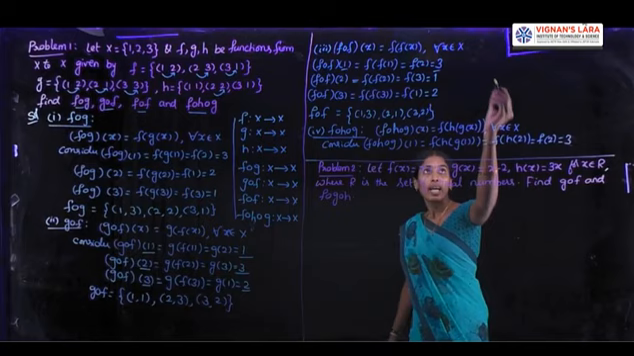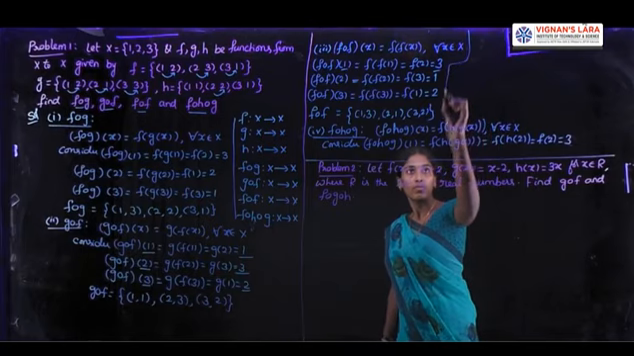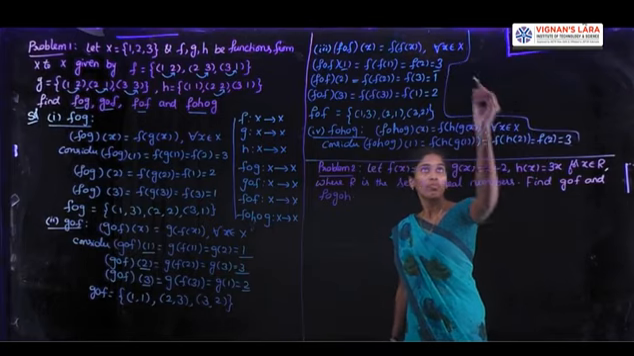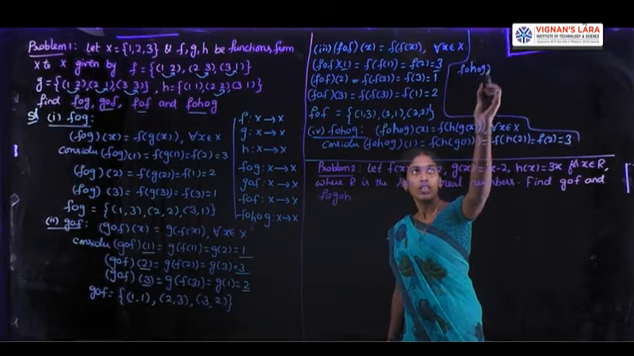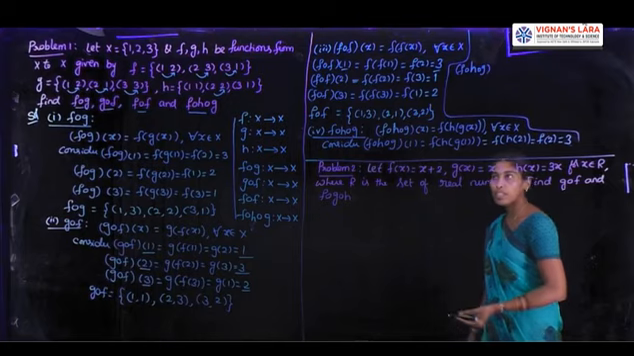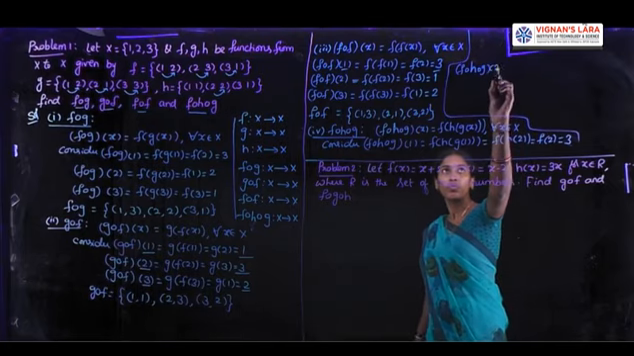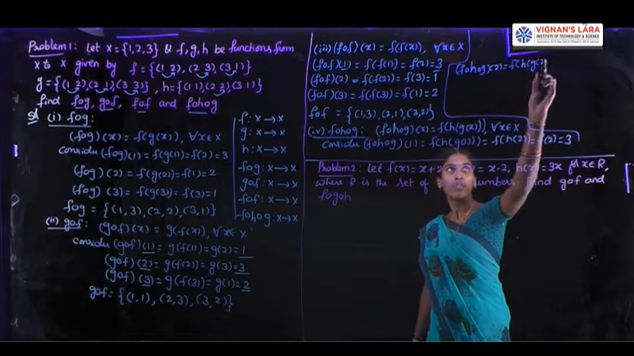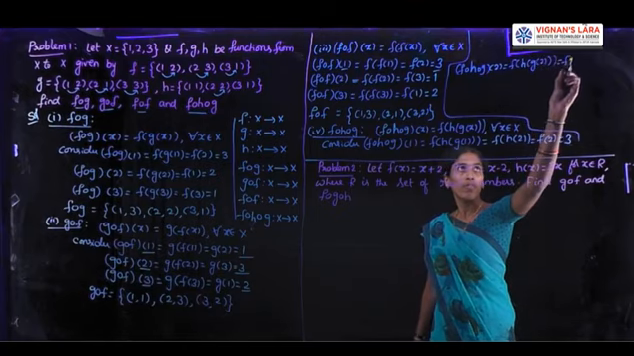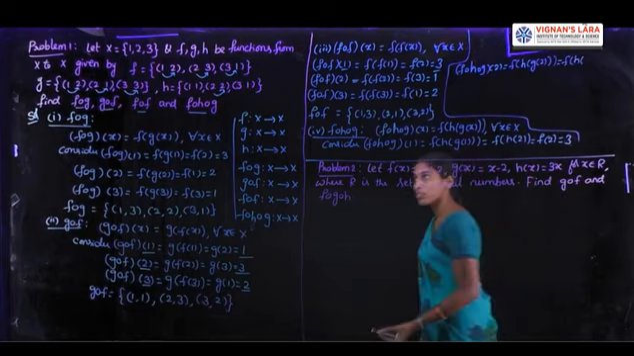Now we will calculate here. F circle, H circle, G. The second element of set X is 2. So we need f of h of g of 2.